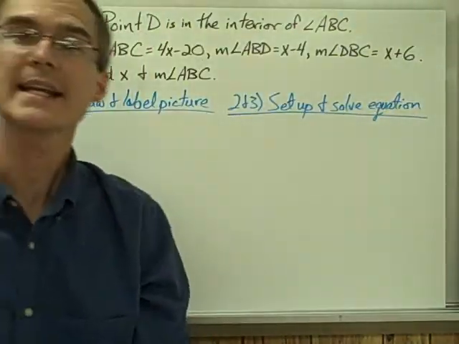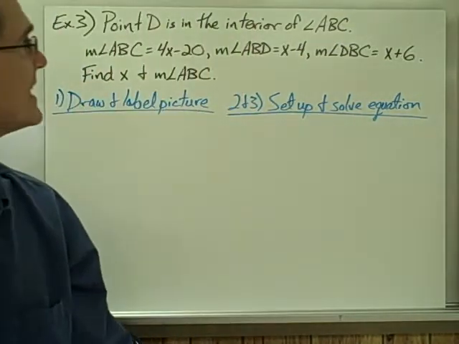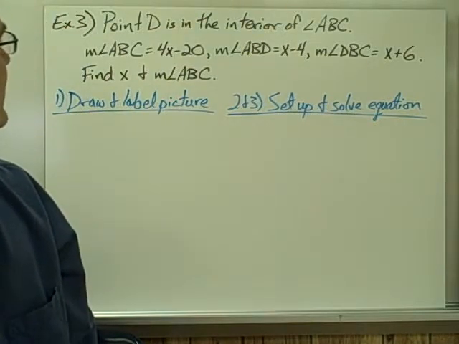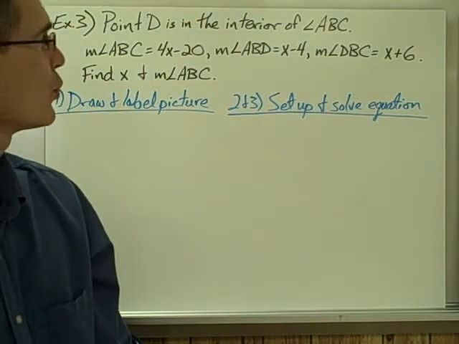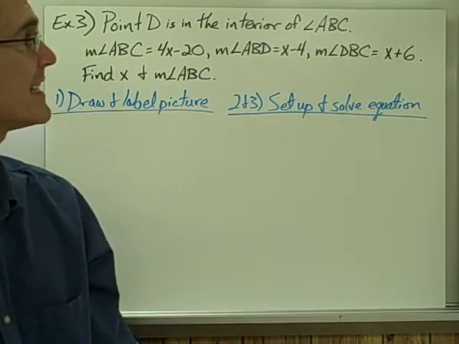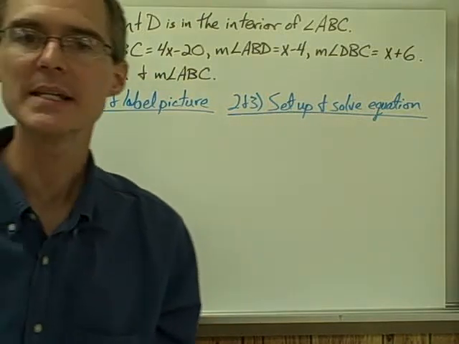All right, let's take a look at example number 3. This says point D is in the interior of angle ABC. The measure of angle ABC equals 4x minus 20. The measure of angle ABD equals x minus 4. And the measure of angle DBC equals x plus 6. Find x and the measure of angle ABC.